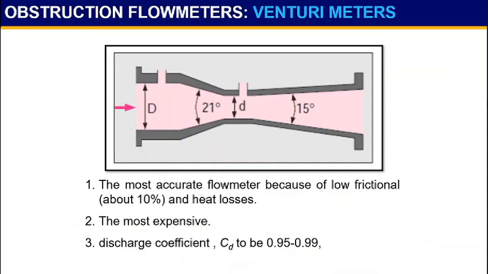Okay. The other one is the venturi meter. I believe some of you have usually heard about venturi meters. This is because the venturi meter is the most accurate flow meter because of low frictional and heat losses, about 10%. However, it is the most expensive flow meter, and the discharge coefficient CD is already calculated. It is around 0.95 to 0.99.